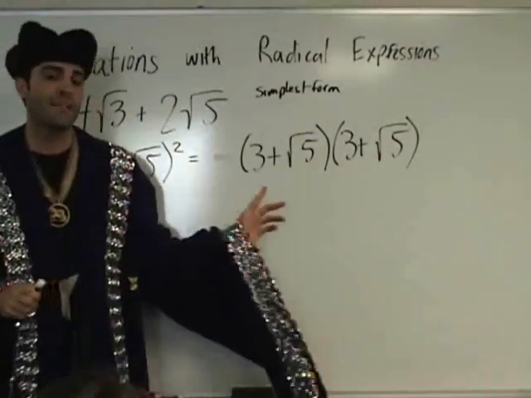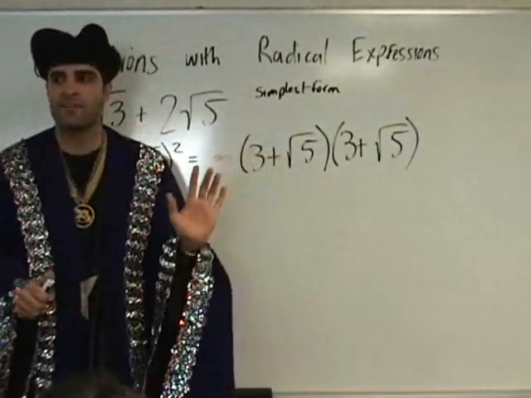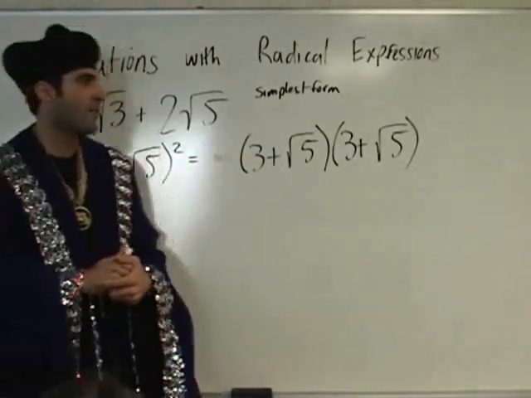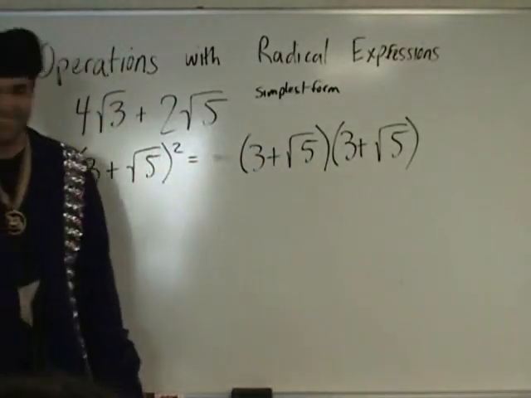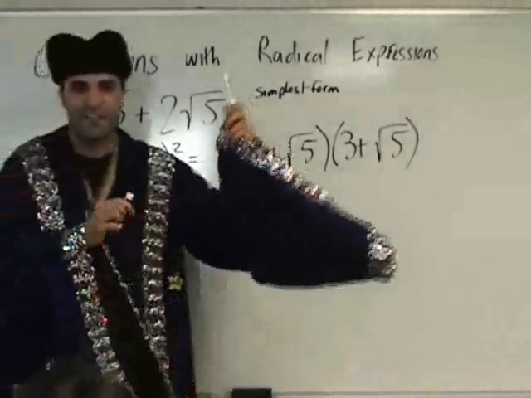These are called binomials. You're adding two things together, so we foil. Any questions about her suggestion, which is a good one? Good job. Very good.